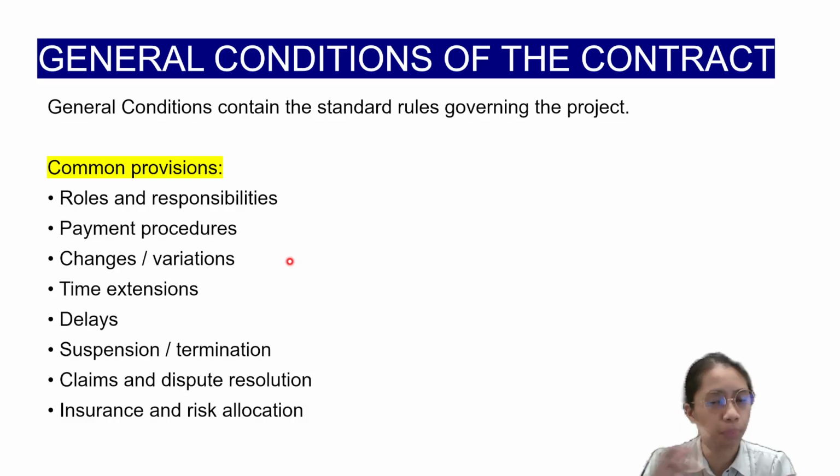How will both parties deal with changes or variations, also called change orders or variation orders? For time extension claims, what are the details? What if delay happens? How will it be solved, managed, or negotiated? If suspension or termination happens, what are the details? Also, claims and dispute resolution, and details about insurance and risk allocations.